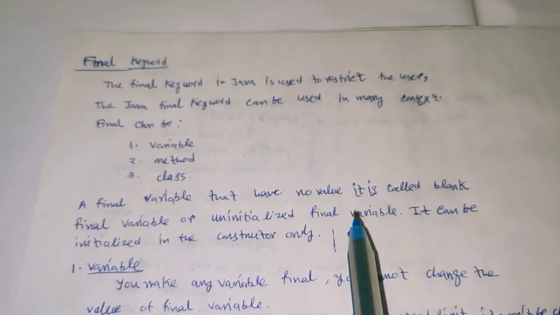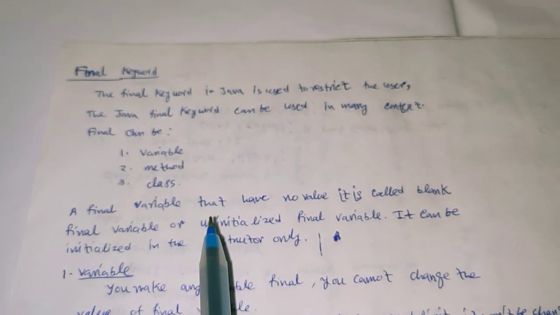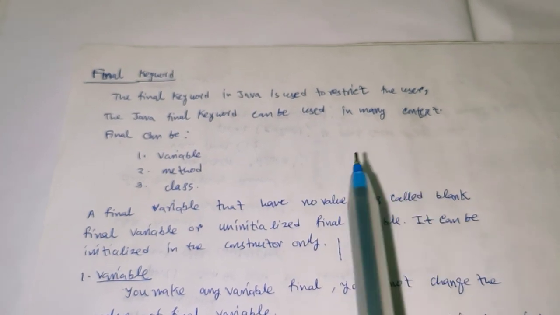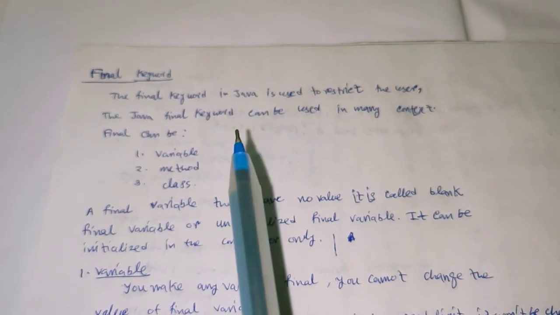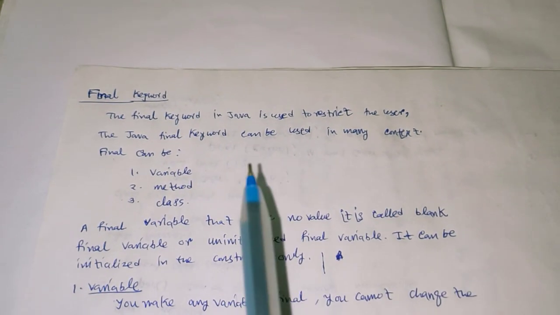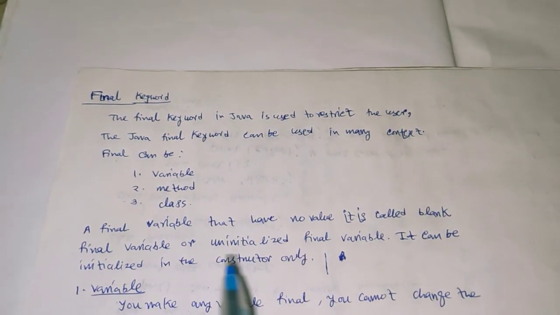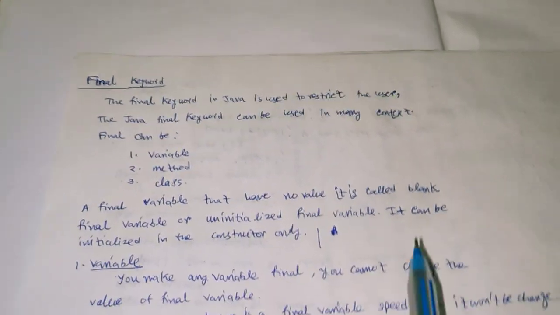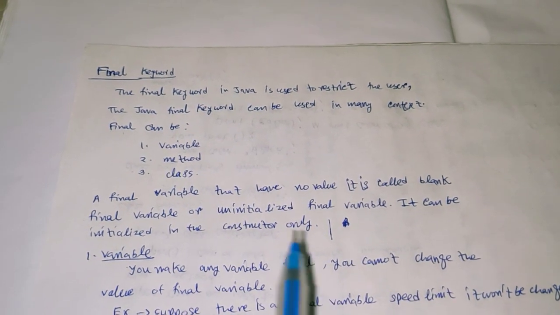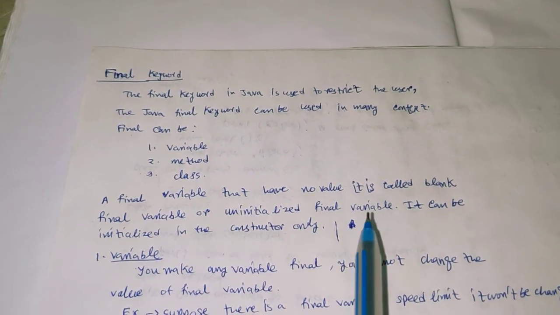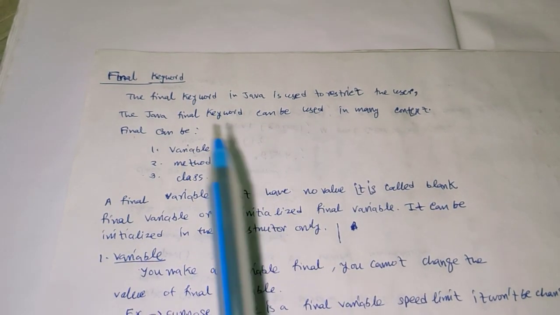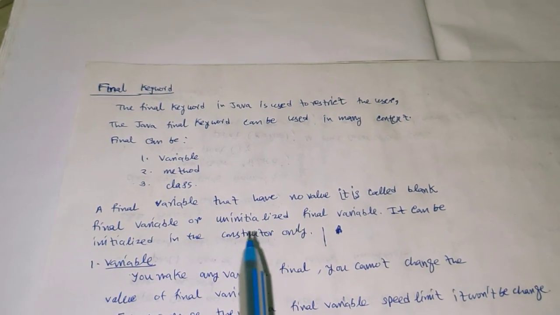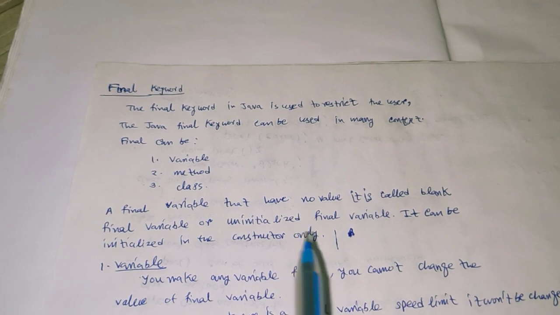A final variable that has no value is called a blank final variable or uninitialized final variable. Whenever we don't initialize the final variable, like final int a, this is an uninitialized final variable, and final int a equal to 10 is an initialized final variable. It can be initialized in the constructor only. So whenever we write final int a without initializing it outside, we initialize the variable a inside the constructor at the time of object creation.